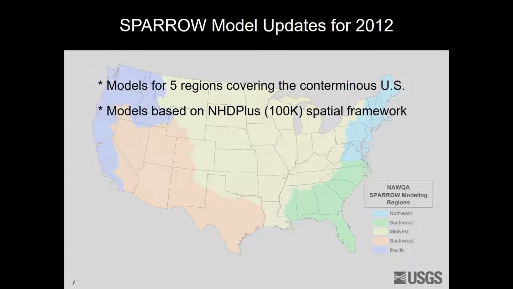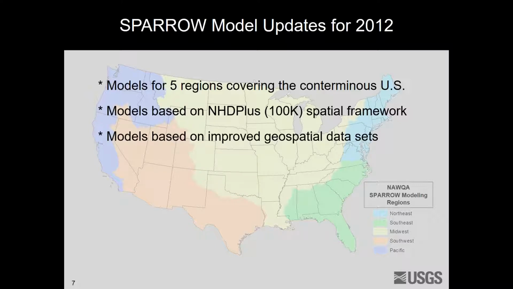We've shifted our stream network data set to one that's much higher resolution. The previous models, actually, I'll talk more about this in an upcoming slide, but NHD Plus is the new network, and that has significantly more spatial resolution over what we used before.